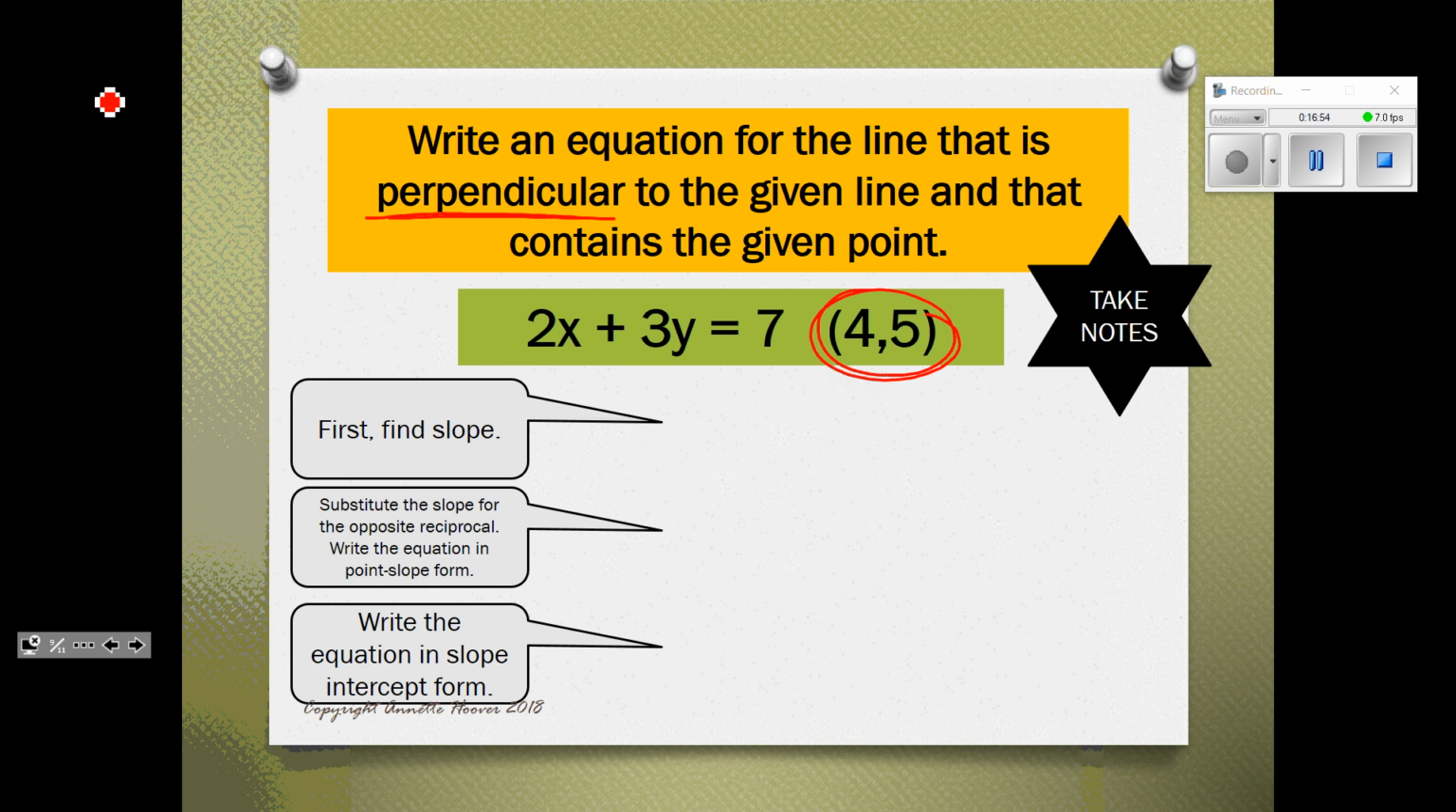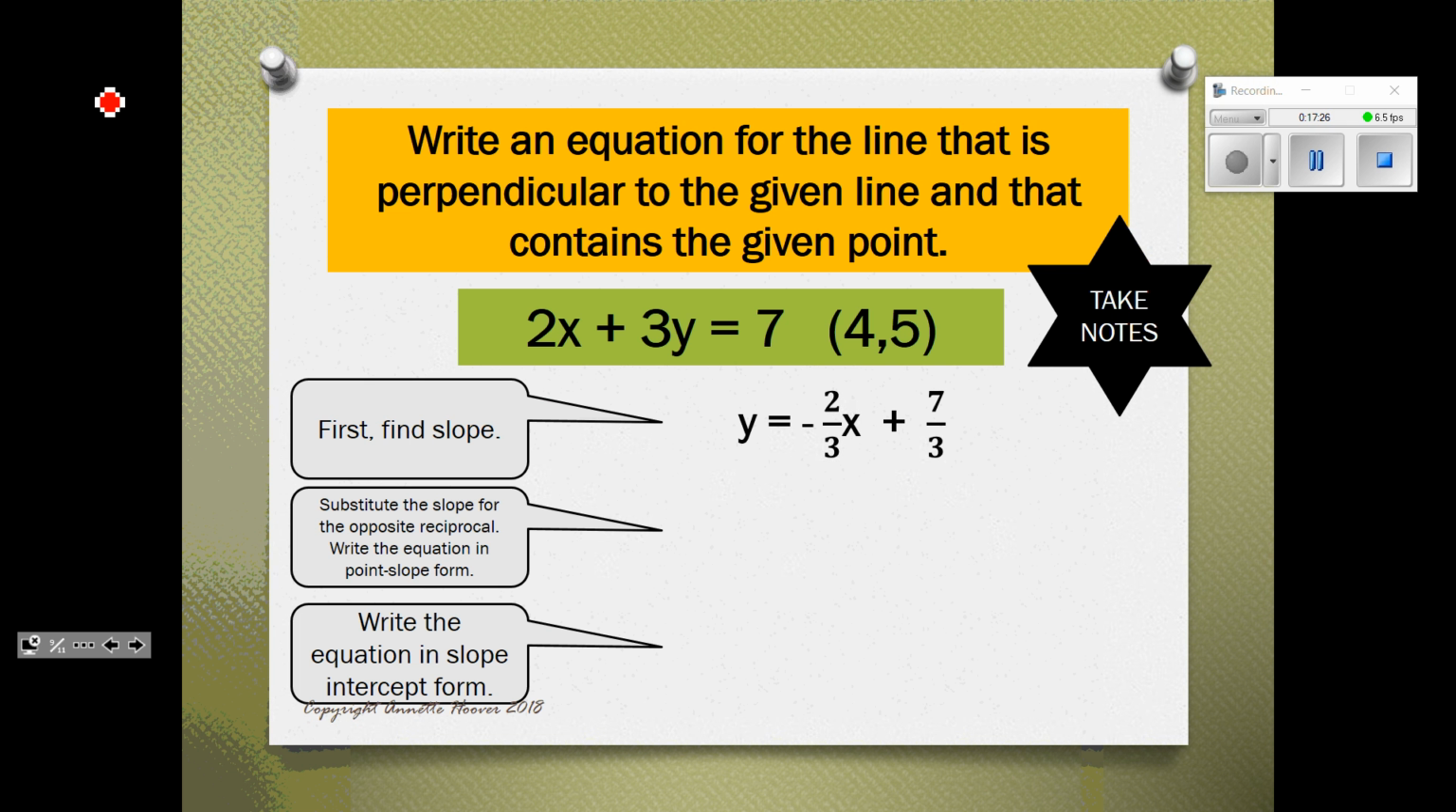So first we need to put it in slope-intercept form. It's in standard form right now, so the 2x is going to have to go to the other side. That would give us a negative 2x, and we tell the 7 to scoot over. Now we divide all three terms by 3. And this is what we're looking for right here: negative 2/3 x. Here's the slope that we're looking for. So negative 2/3 is our slope in the original equation.